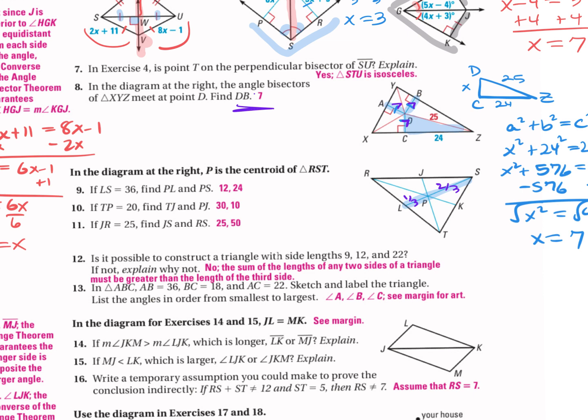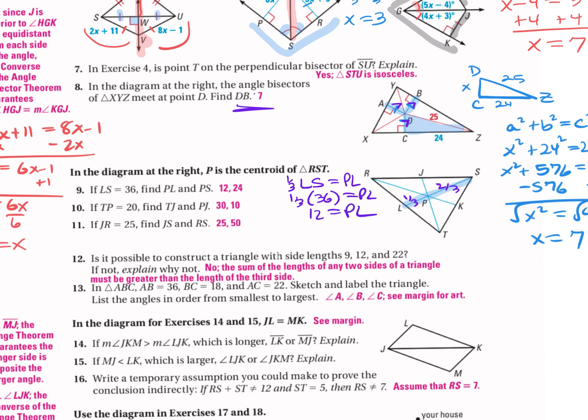So to find PL, I know what I can do here is take my LS and multiply it by 1/3, and it's going to give me PL. So 1/3 of 36 is going to give me 12, and that's the length of PL.